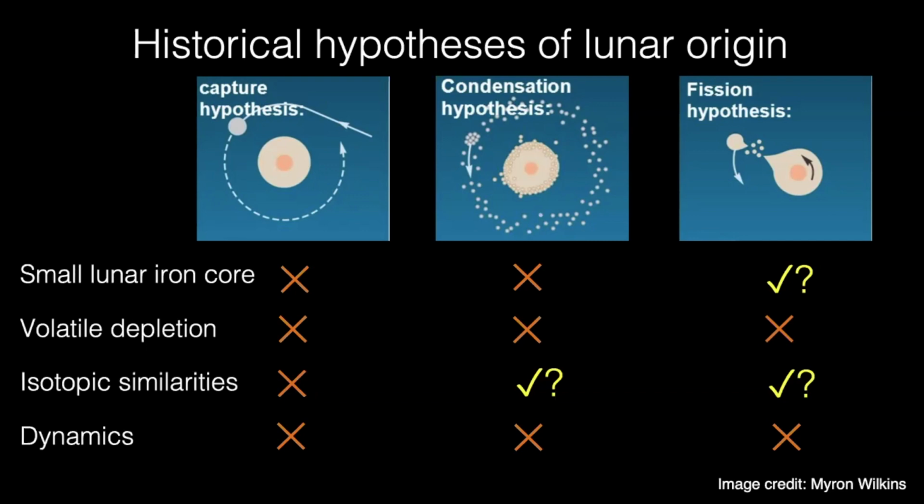The last one is the fission hypothesis. According to this model, the small lunar iron core can be explained because the moon is made of the Earth's mantle materials. It cannot explain the volatile depletion, but it can explain the isotopic similarities. However, this model requires a very fast spin of the Earth, which is not consistent with the current angular momentum of the Earth-Moon system. So all of these hypotheses were rejected.